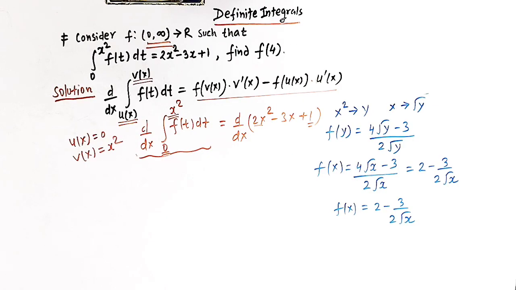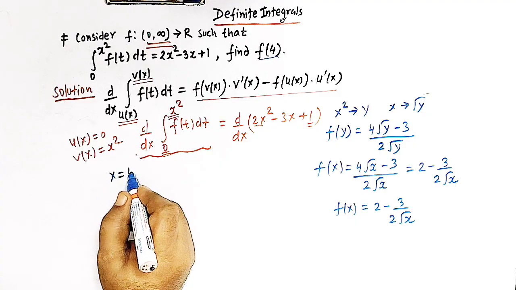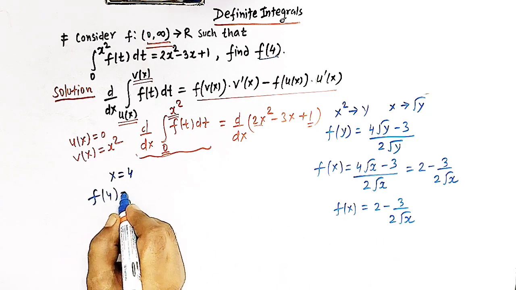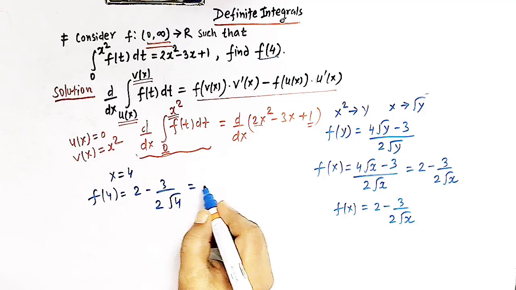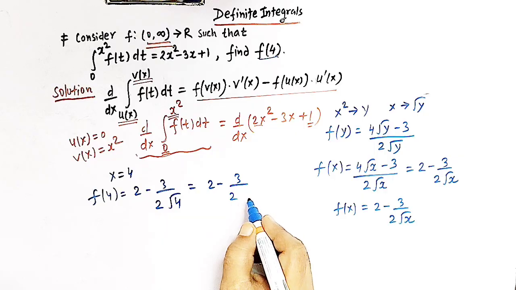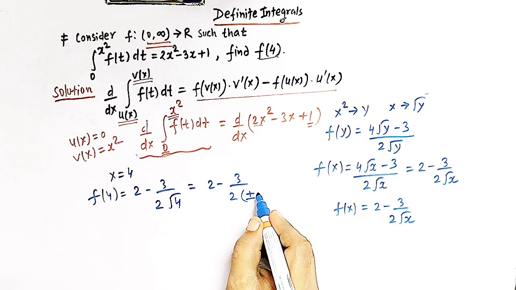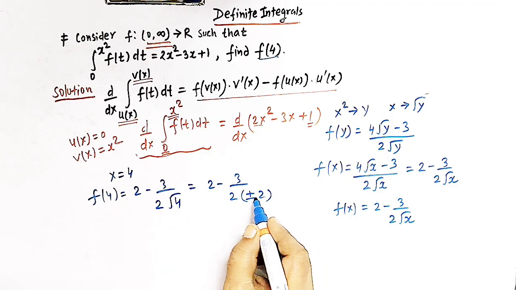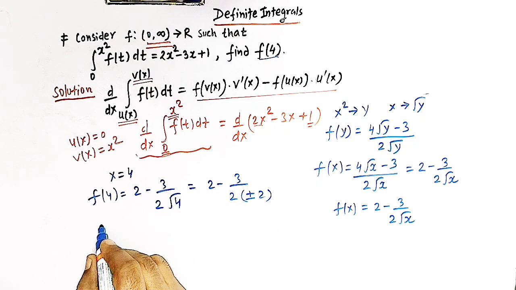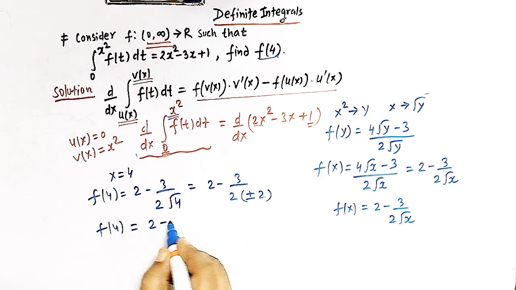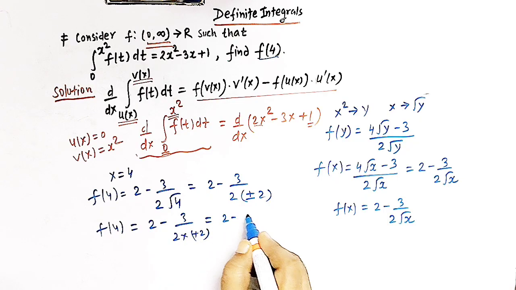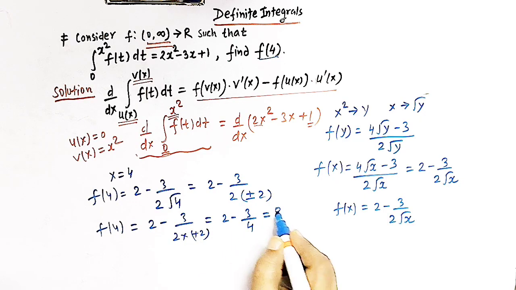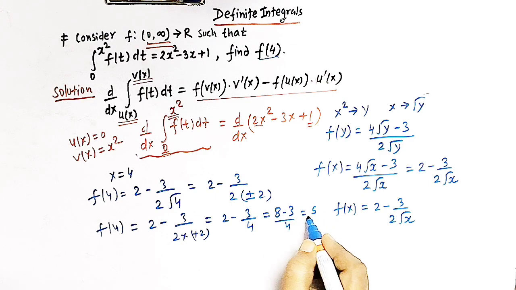So now we have to find out the value of f of 4. So let us replace x by 4. So we have f of 4 is equal to 2 minus 3 over 2 times square root of 4. So we can now write 2 minus 3 over 2 times square root of 4 is plus minus 2. Now first we can take the positive square root. So f of 4 is equal to 2 minus 3 over 2 times plus 2, that is equal to 2 minus 3 over 4, that is 8 minus 3 over 4, that is 5 over 4.